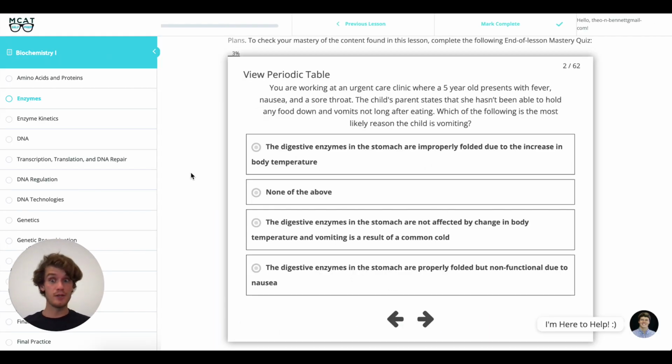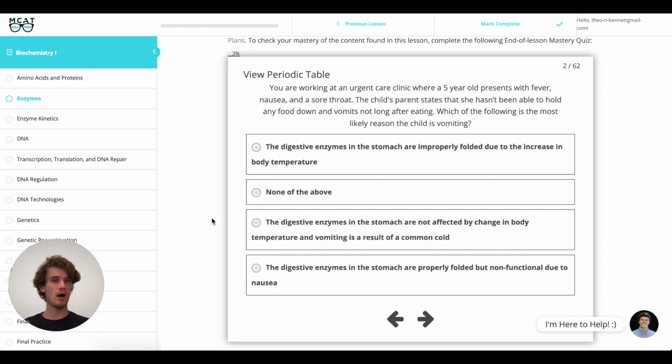Okay, so now that we jump back to this question, we're dealing with a child who presents with a fever, right? And so basically the question is asking, how is this elevated temperature going to affect these enzymes? So we know it's pretty unlikely that it's going to be none of the above because we have two answer choices right here that are going to be opposite.